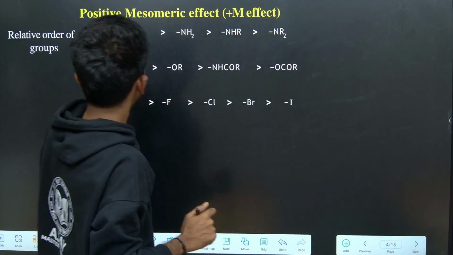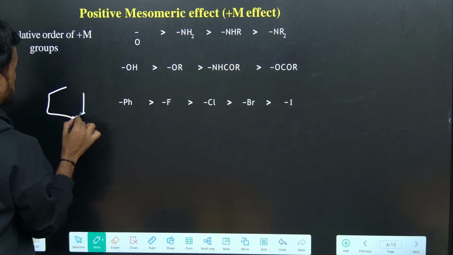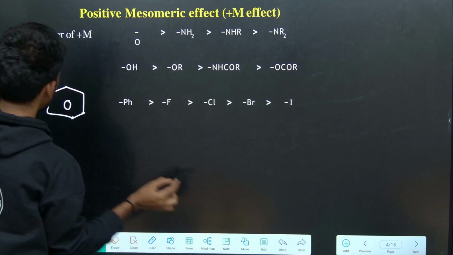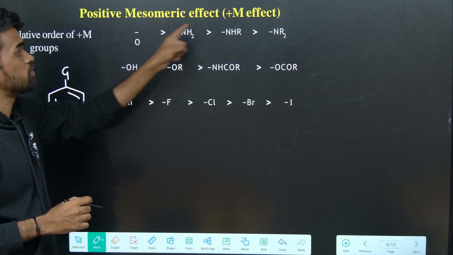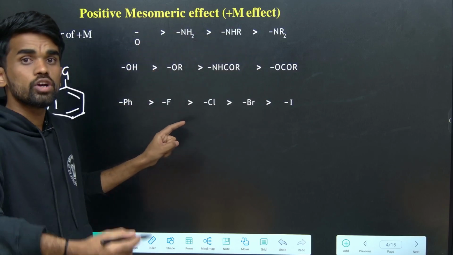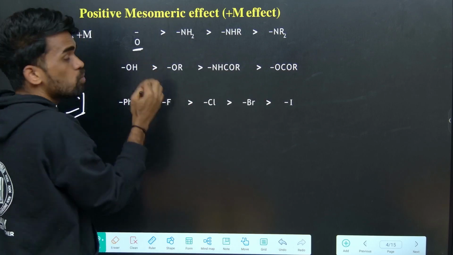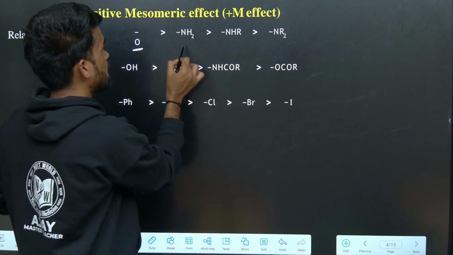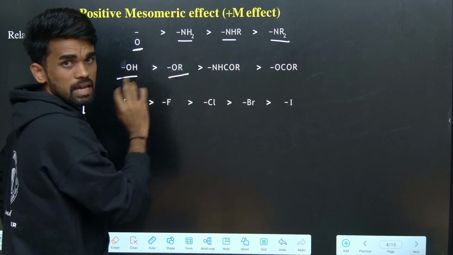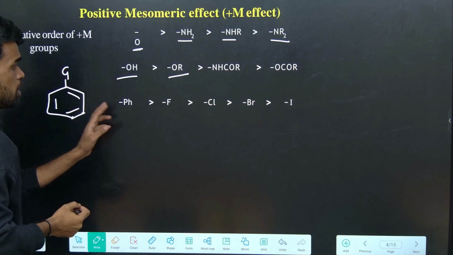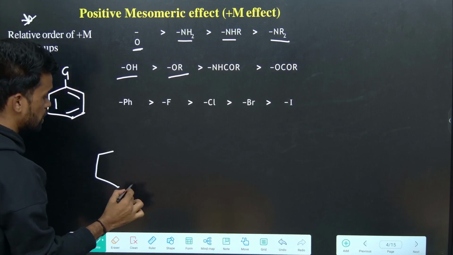Okay, so these are the different groups which can be attached to that conjugative system. Let us say on a benzene ring, let us put this G. G can be any of these groups. Now which will show more mesomeric effect, I am asking. It was found that O minus will have more plus M effect than NH2, then next NHR or NR2, and OH, OR, something like this, amide group or ester group, whatever is present on this benzene ring. This will be the order you need to follow. It means, I just want to give you one clarity.